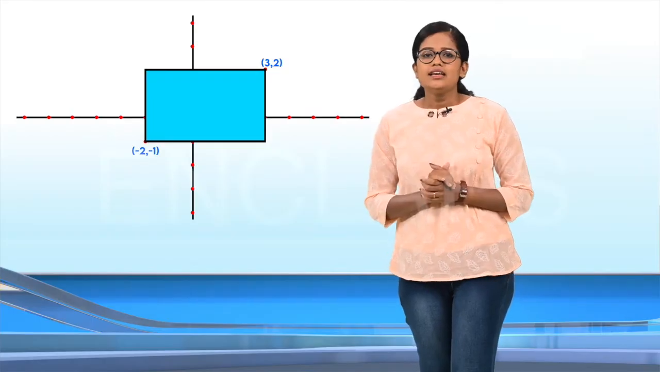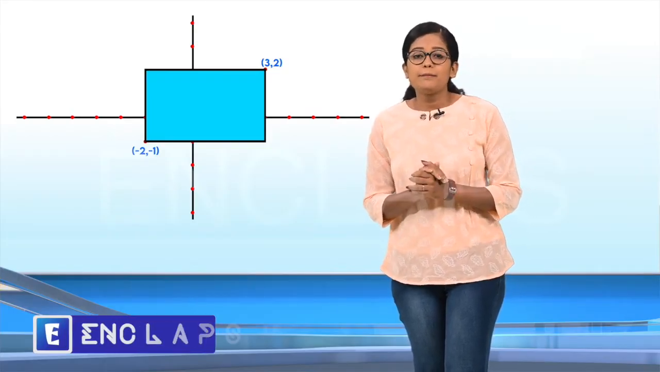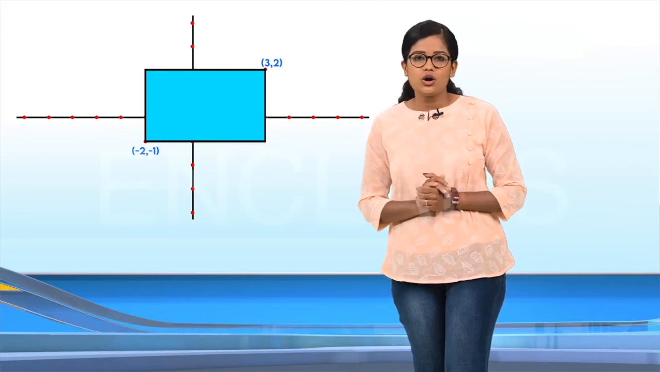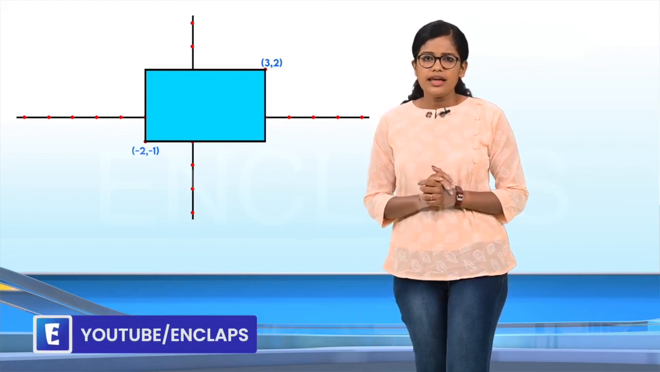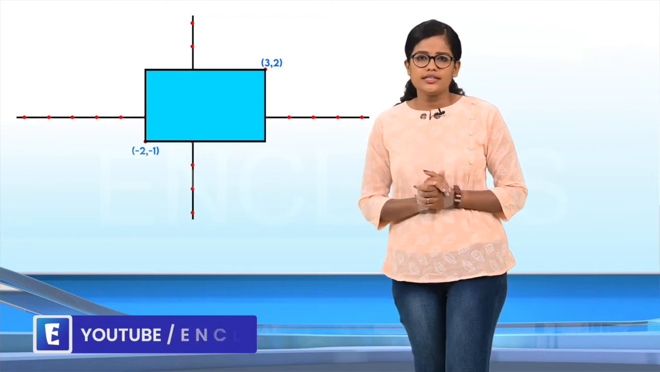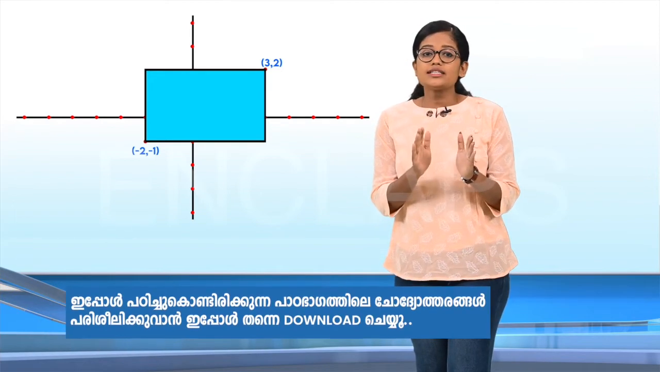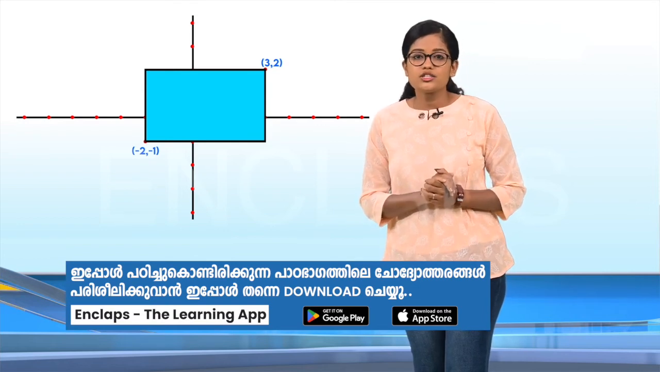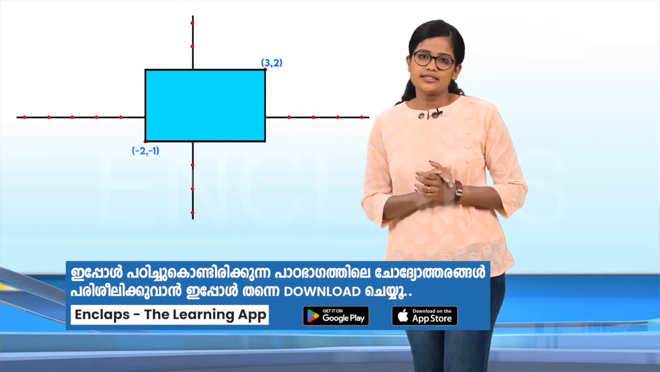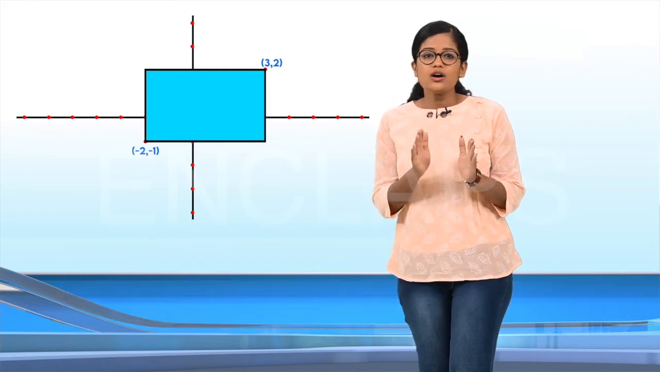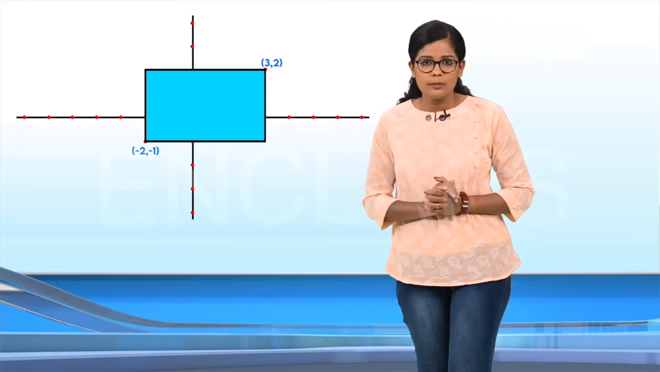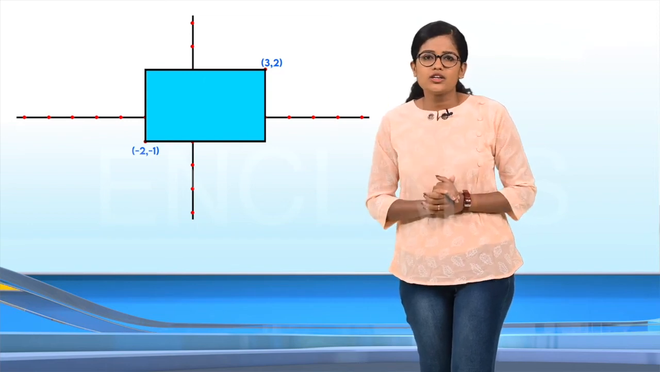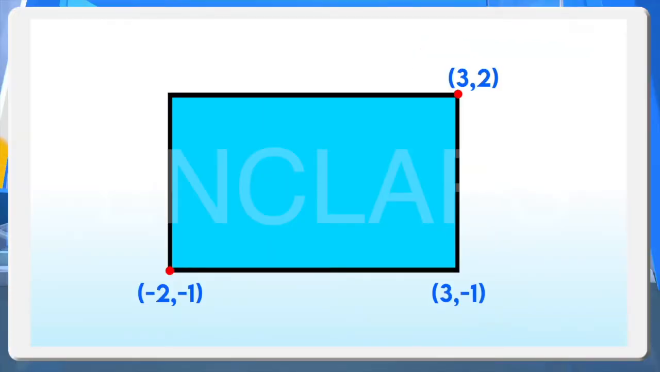That is, since the x-coordinate of the upper right corner is 3, the x-coordinate of the lower right corner will also be 3. Then, how to find the y-coordinate? Since the lower side of the rectangle is parallel to the x-axis, the y-coordinate of the 2 ends of this side is the same. That is, the y-coordinate of these 2 points will be -1. Then, the coordinates of the lower right corner of the rectangle is 3, -1.